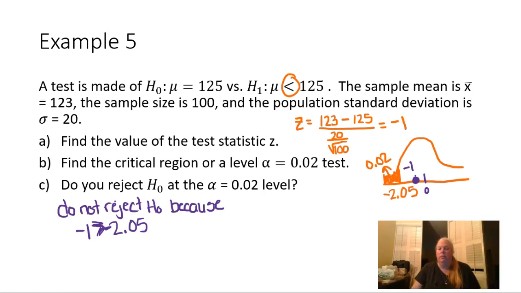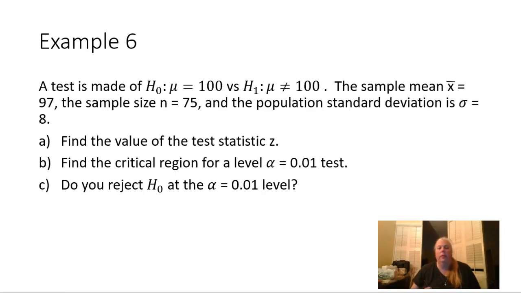Example 6. A test is made of the null hypothesis mu is equal to 100 versus the alternate hypothesis mu is not equal to 100. The sample mean x bar is equal to 97, the sample size n is equal to 75, and the population standard deviation is sigma equals 8. We are going to find the value of the test statistic z for part A.